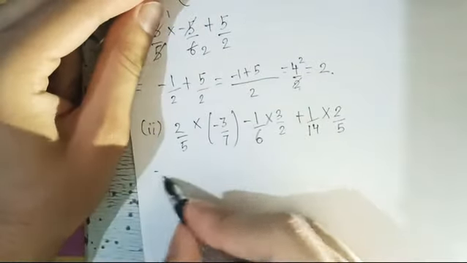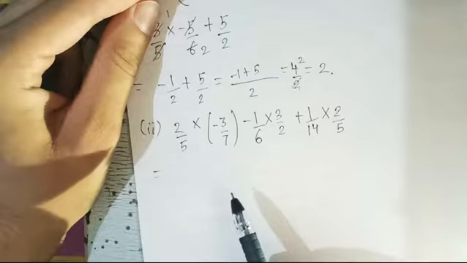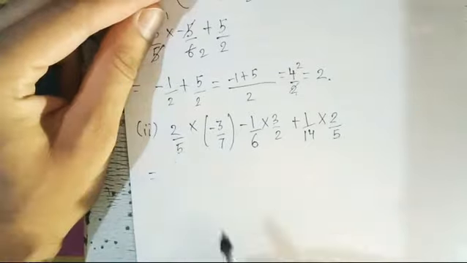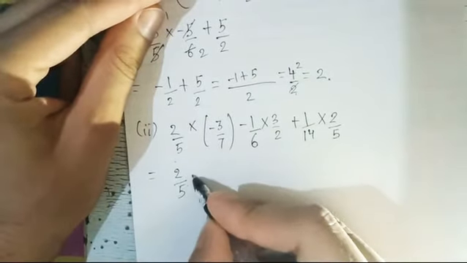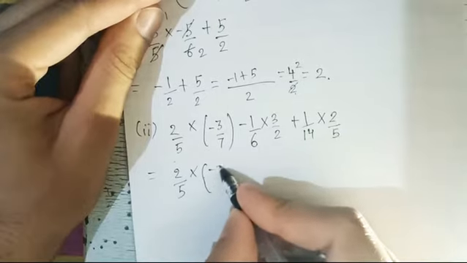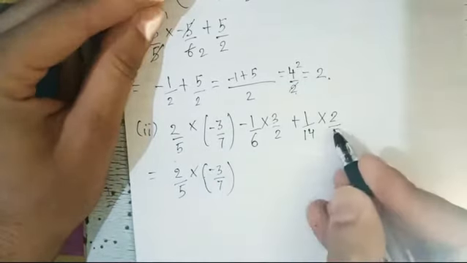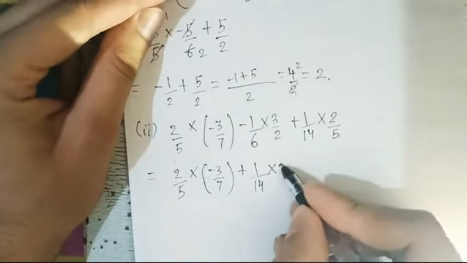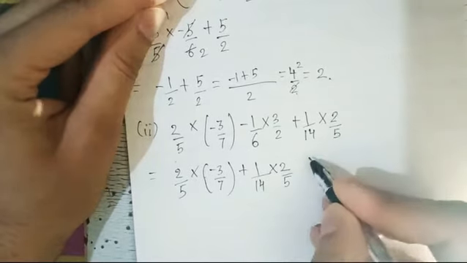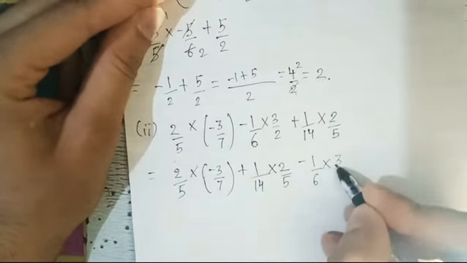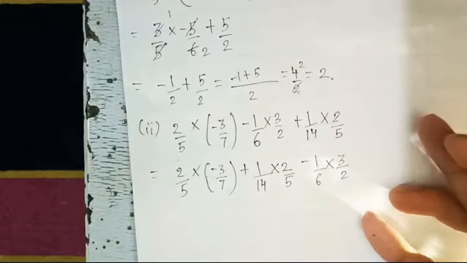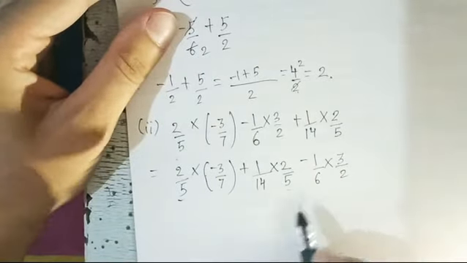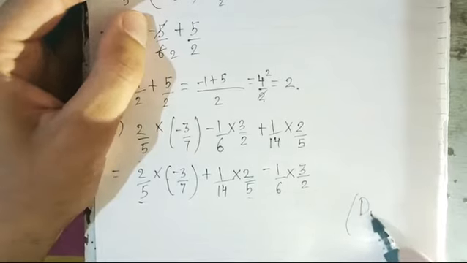Okay, so in this question also we will see which values are common here. See, 2 upon 5 is present here, 2 upon 5 is present here. That means we can rearrange the question. So I have written 2 upon 5 here into minus 3 upon 7, and this third term will come here. So plus 1 upon 14 into 2 upon 5 minus 1 upon 6 into 3 upon 2. In this way I will write it down. Okay, now 2 upon 5 is common here, so we will apply which property? Distributive property.